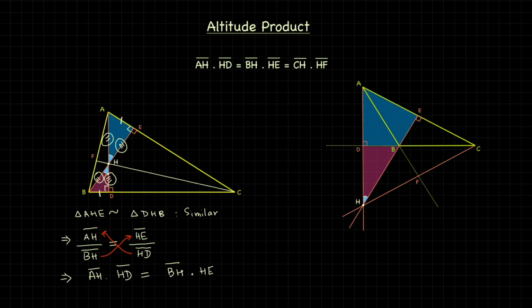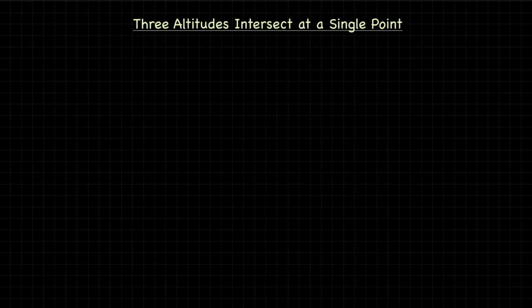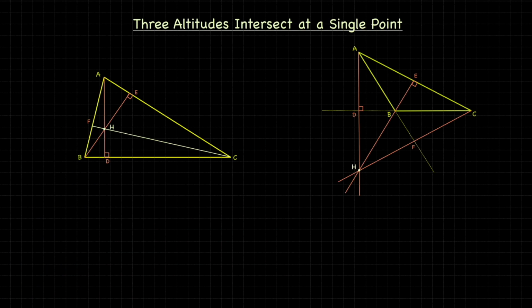The same argument will apply for the third altitude. Also for the obtuse triangle, if you follow along, the exact same arguments apply. Again, the triangles AHE and DHB are similar. So we have proven the first part of the altitude product. Now we are going to prove that all three altitudes of the triangle intersect at a single point. So again, I'm going to use the same two examples, the acute triangle and the obtuse triangle.